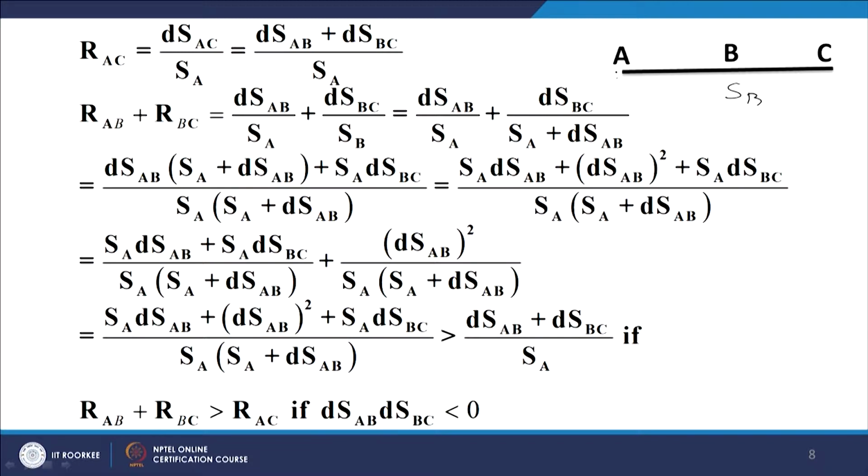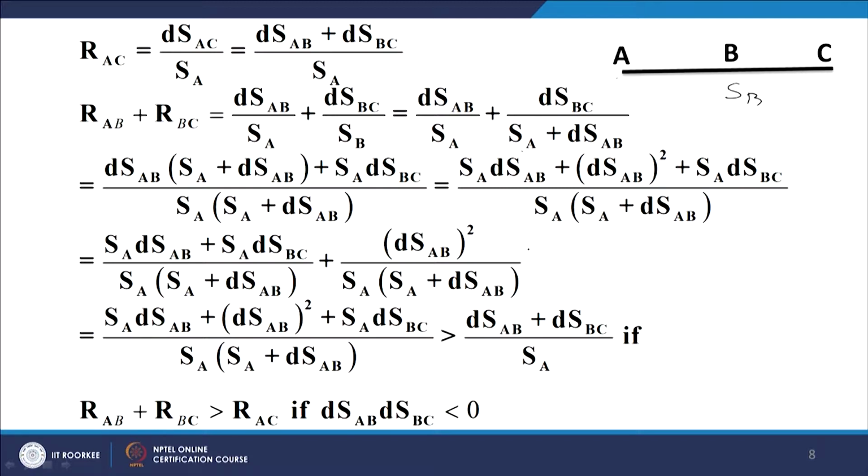Therefore, the second part of my summation return is going to be dS_BC divided by SB, not SA, and the first part becomes dS_AB upon SA, as it is. And what is SB? SB is SA plus the change in price over this period. So, SB is equal to SA plus dS_AB. Simplifying, what do I get? On simplification, I get this expression.